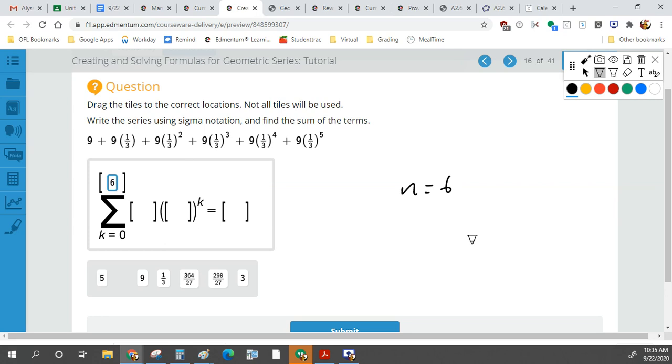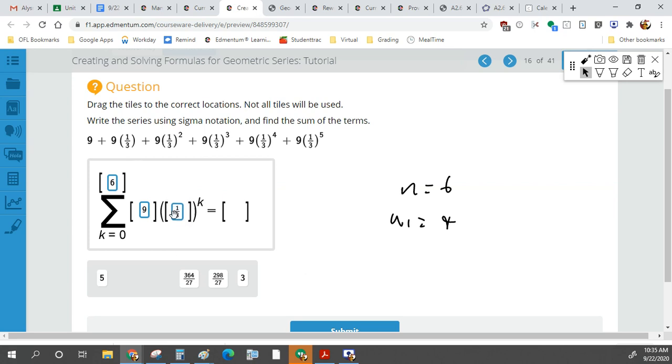I'm super subconscious of when I say the word r. Our a sub 1 is 9 because that was our first term. And our r is 1/3, so we're going to plug in 1/3.